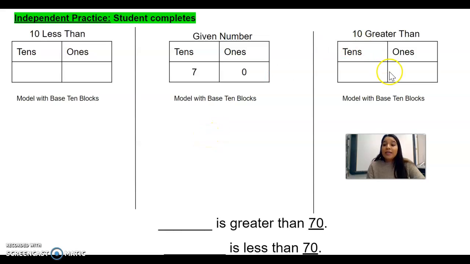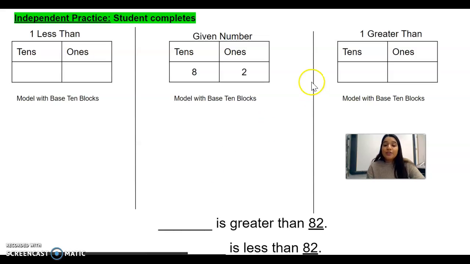Next, you have 10 greater and 10 less. So generate a number 10 greater than 70 and 10 less than 70. And then fill out your place value chart, draw your base 10 blocks, and then what number did you come up with that is greater than 70 and that is less than 70?